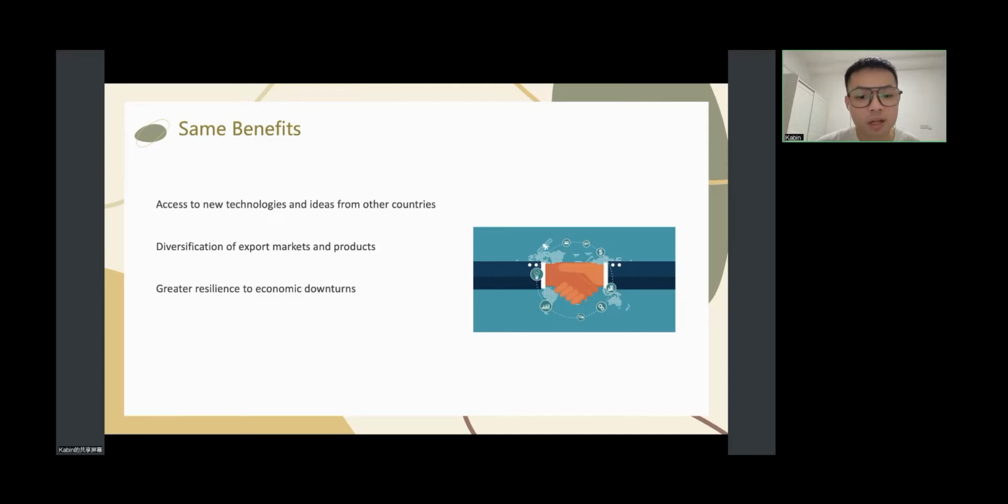The last one, greater resilience to economic downturns. Developed countries and developing countries that are more integrated into the global economy may be less affected by economic downturns in one specific country or region.